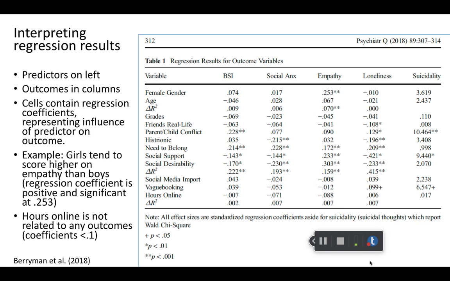So looking at this table, we see, for example, that girls tend to score higher on empathy than boys in general. So you see under the column labeled empathy, female gender is associated with a positive, statistically significant difference in empathy. On the other hand, you can see that hours online, down toward the bottom, is not related to any outcomes. The coefficients are all less than 0.1, so these are very small correlations. Okay, so hours online does not contribute to symptom severity or any of the problems identified here.